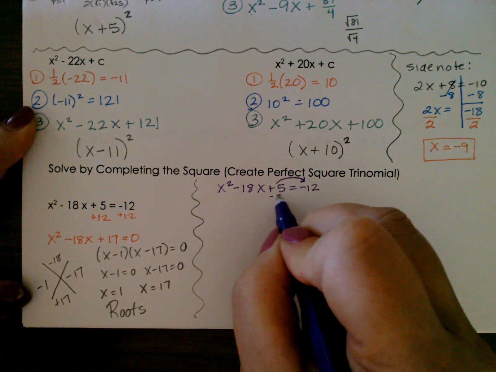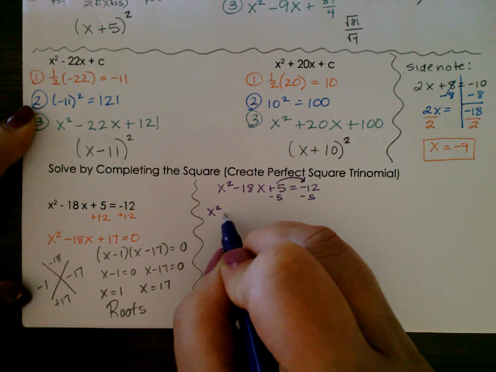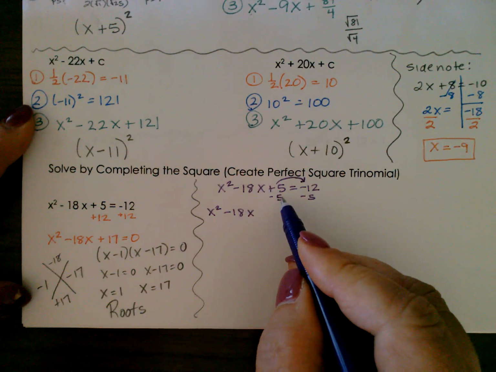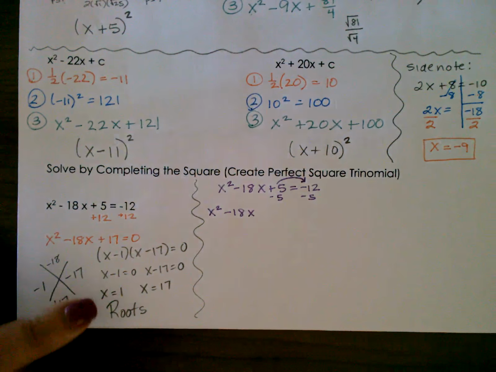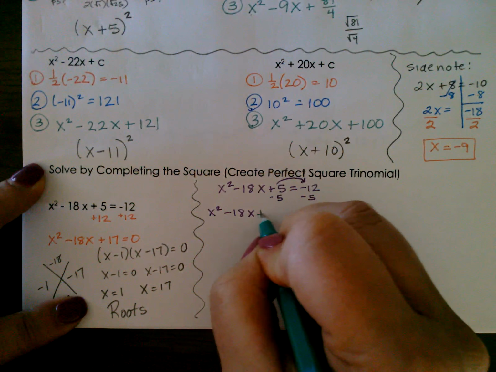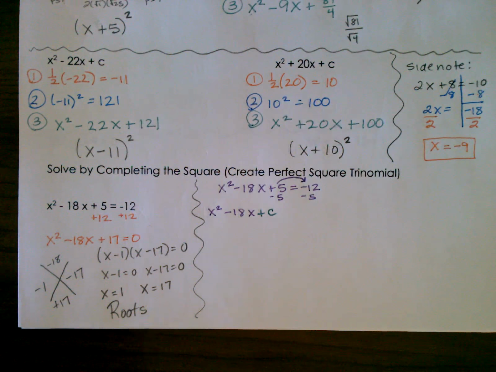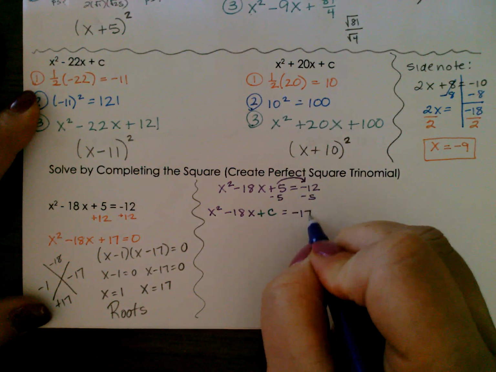That means I'm going to subtract 17 from both sides. So I have x squared minus 18x. Oh, I got rid of that number. So now I am missing my c. I don't know what it is. I got rid of it. Equals negative 17.